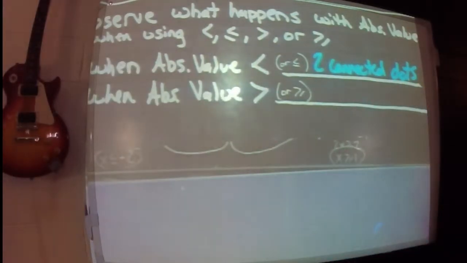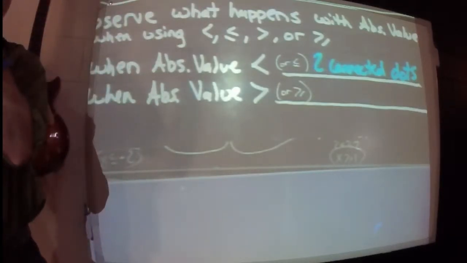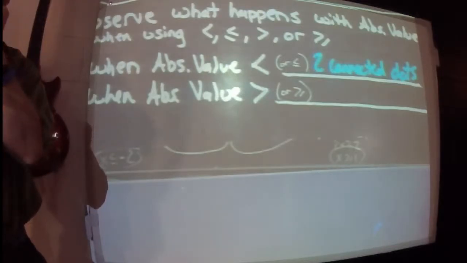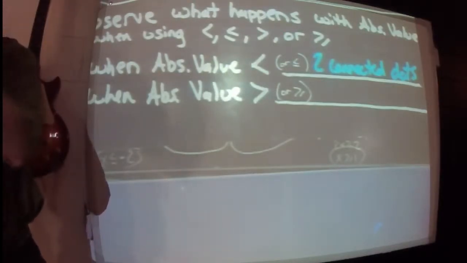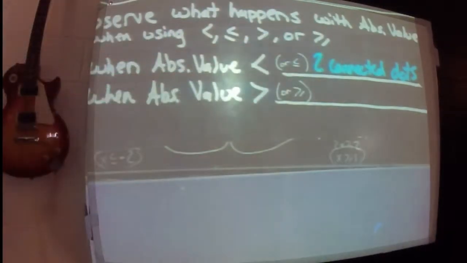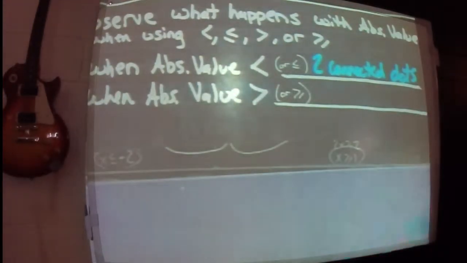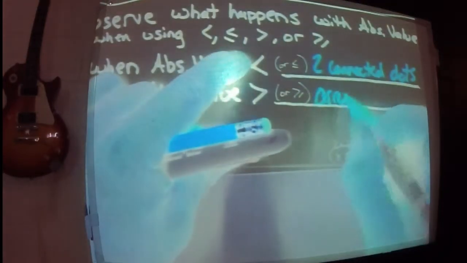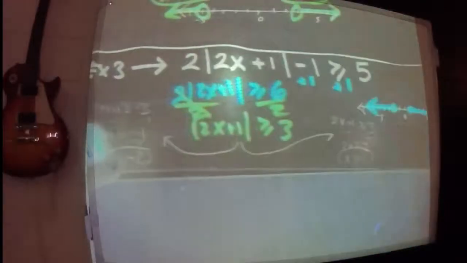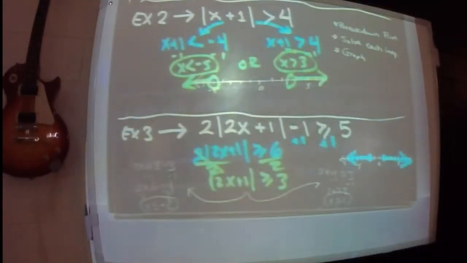I would imagine if you were doing one of these problems on your work, if you have an absolute value less than problem, two of your answers probably have connected dots. And two of your answers probably have arrows out. It would make life way simpler if you just remembered absolute value less than, connect the dots. Absolute value greater than, what happens? Arrows going out. Arrows out. The first page was all absolute value greater than. And if you remember, arrows out, and arrows out. All right.